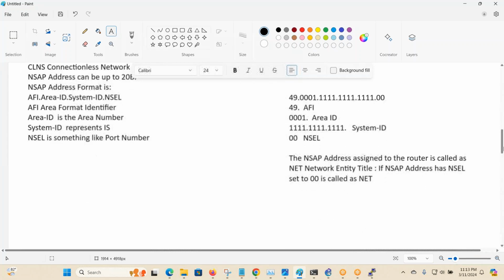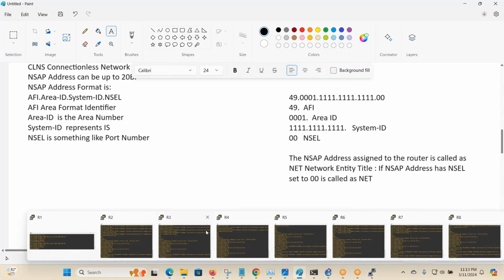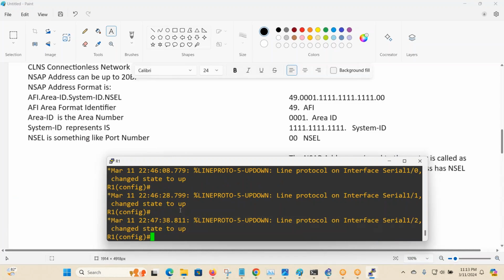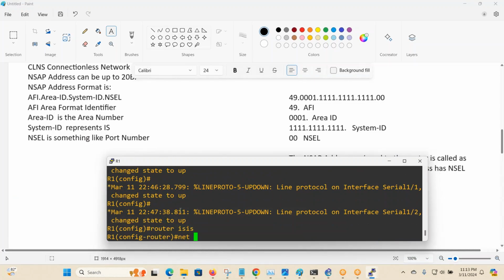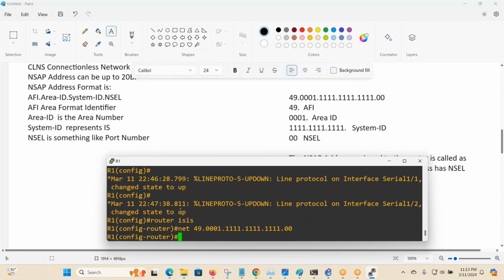If we want to enable routing on the router, we have to use the command router isis. Let's say we go to R1. We use router isis, and then we have to set the NET: 49.0001.1111.1111.1111.00. So we have set the NET. It is something like setting the router ID.